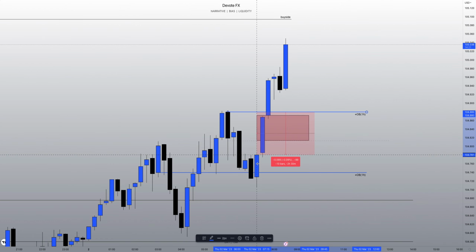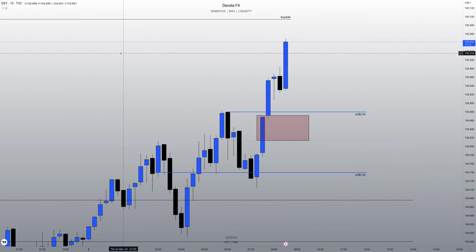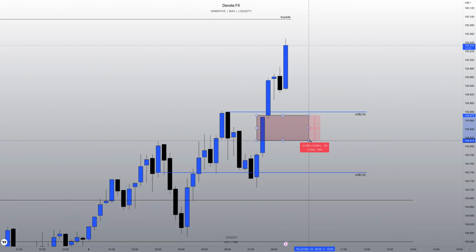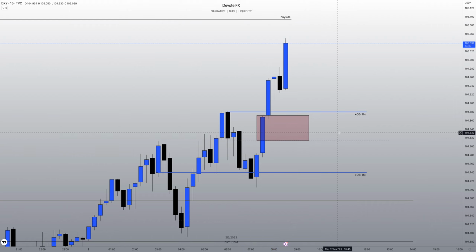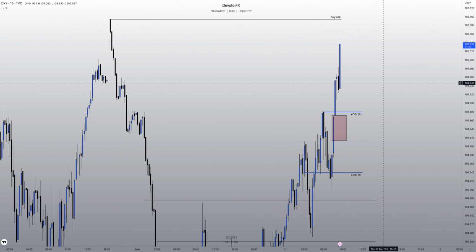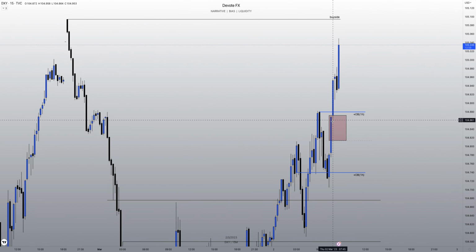Now we've refined a 16 pip range as an original point of interest into a 6 pip point of interest. So much more precise, and we can take this one step further.